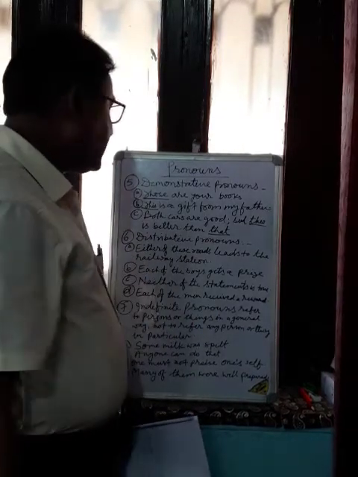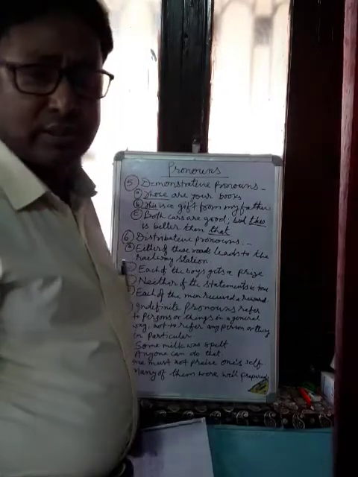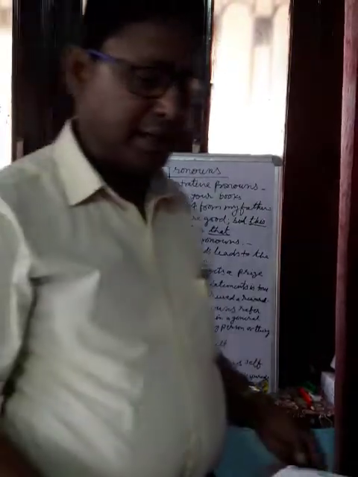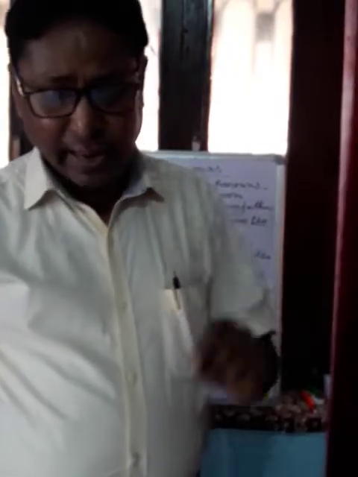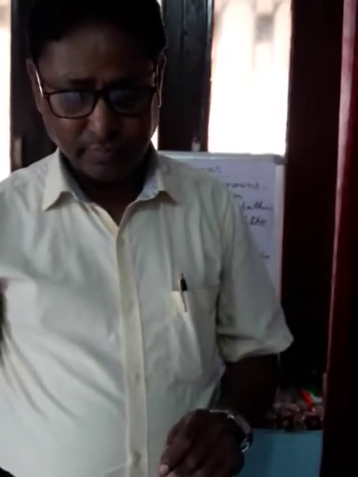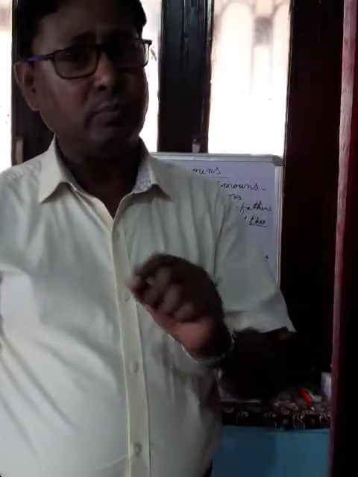Here you see the sixth one, distributive pronouns. The fifth one was demonstrative, and then comes distributive pronouns. What are distributive pronouns? Distributive pronouns are used to refer to people or things taken one at a time. Let me repeat once more. Distributive pronouns are used to refer to people or things taken one at a time, and they always take singular form, not plural.